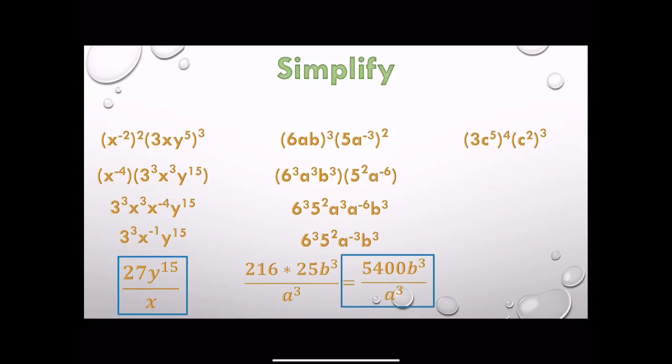Let's go to our last one. I'm going to have to distribute this 4 to everything on the inside and the 3. So you should have 3 to the 4th, c to the 20th, c to the 6th. This one's a little more straightforward. All I've got to do is combine my c's, and then 3 to the 4th is 81. So that is my final answer.